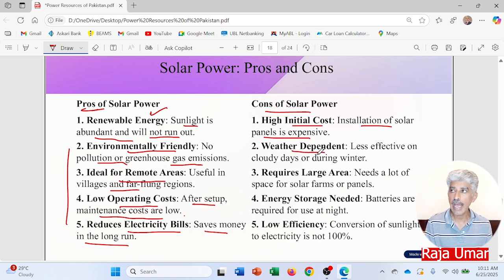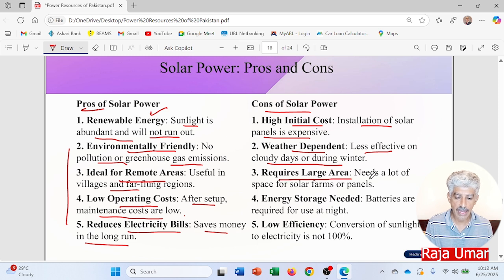Weather dependent: as you know, today we have cloudy weather here in Rawalpindi, and my solar panels are not producing much power today. We are using ACs right now, and those ACs are consuming the electricity supplied to us by the housing society. So it means that we are bearing the bill right now, as there is no sunshine at this time. Less effective on cloudy days or during winter.